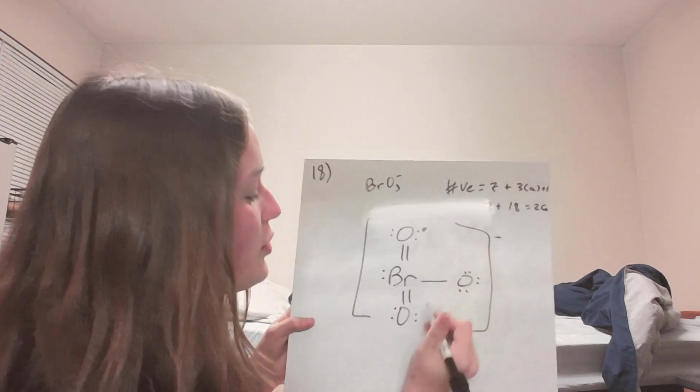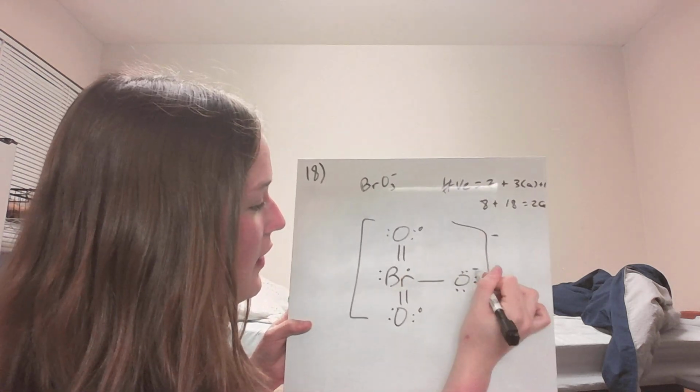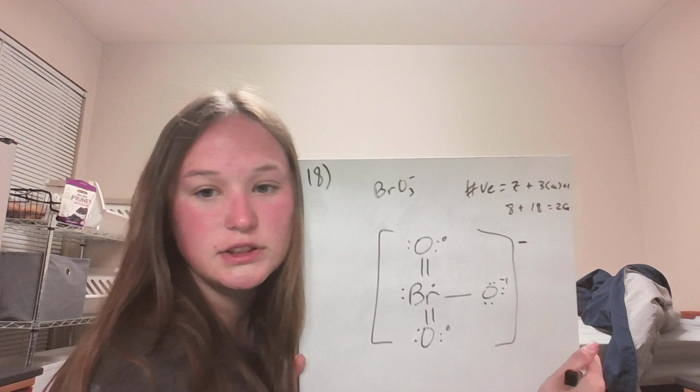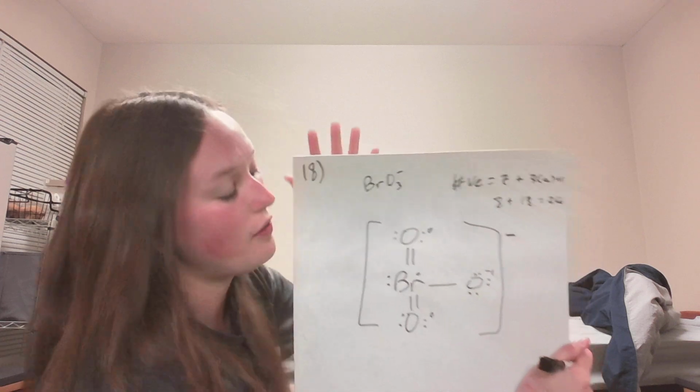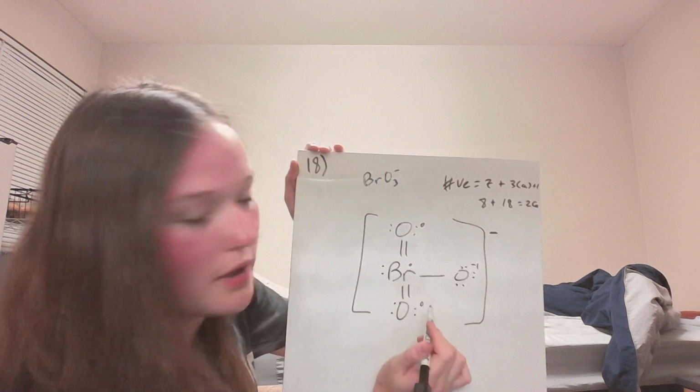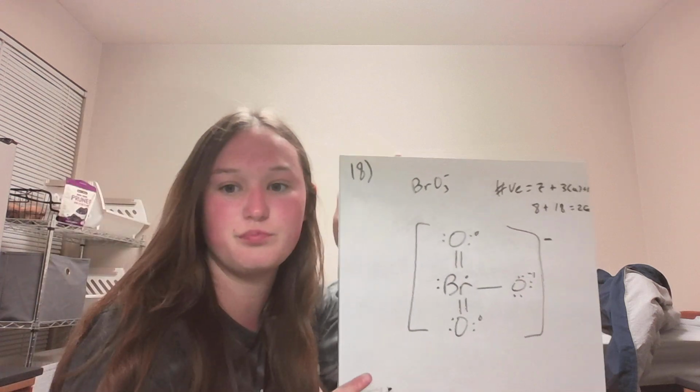Also, this is going to have 0 formal charge, 0, 0, and it's going to get the -1, and that's where this negative comes from. Yay! And we want this element in the middle to have a 0 formal charge, because that's just how it works.